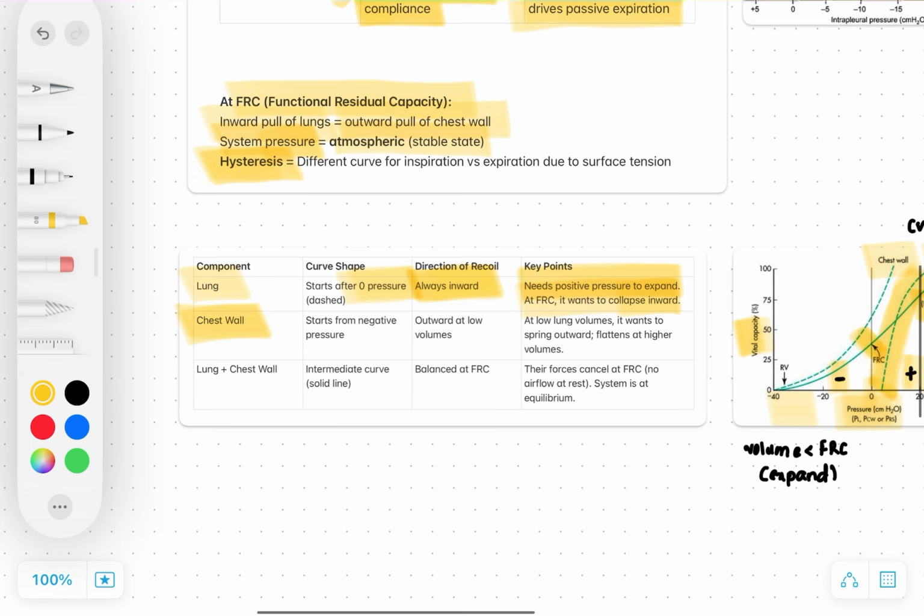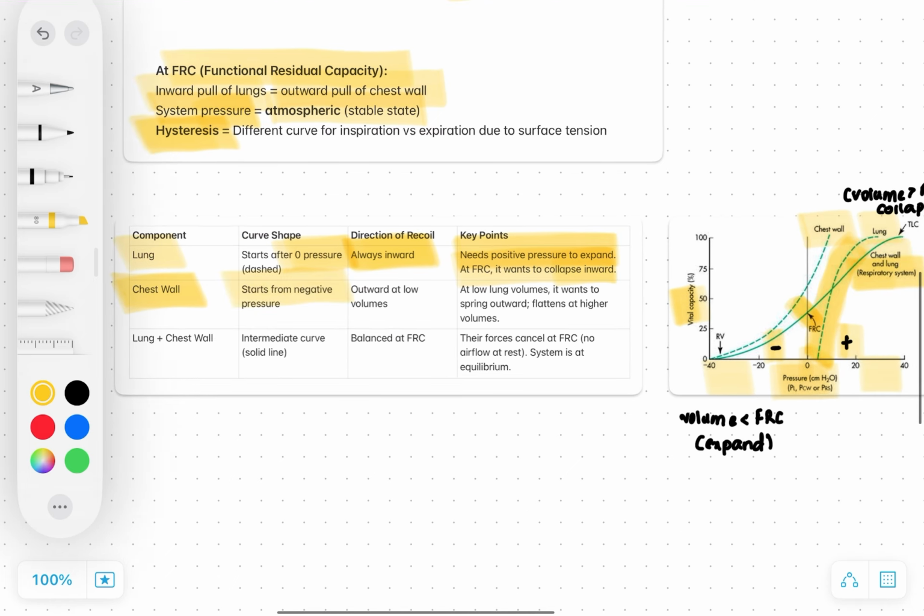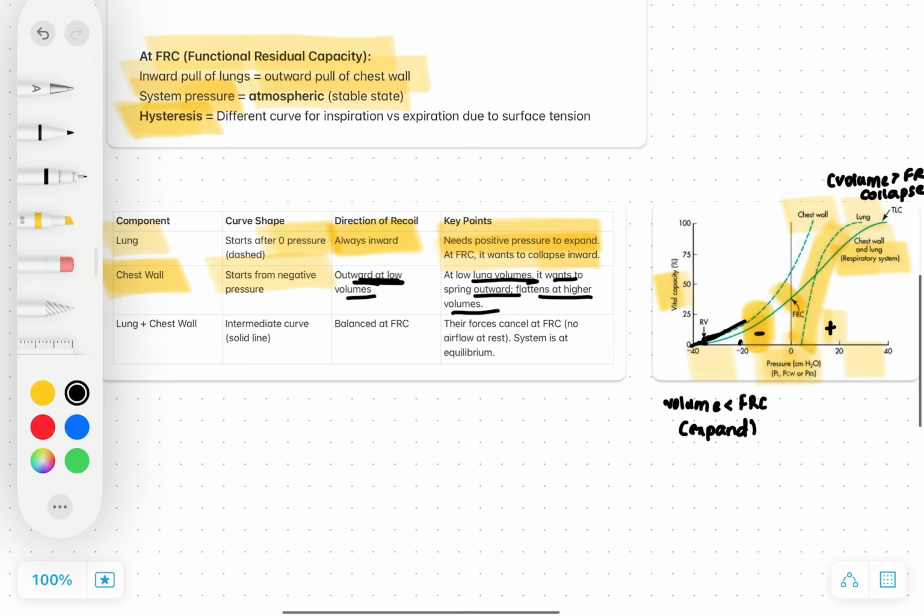Coming to the chest wall, the quality of the chest wall is to expand. So it will start at a negative pressure. That's why it helps in drawing the air in and also increases the expansion. The chest wall curve starts at a negative point, at minus 40 here. So it will always have an outward recoil at low volumes. At low lung volumes it wants to spring outward and flattens at high lung volumes. At low volumes it wants to expand, but at high volumes it gets flattened here.